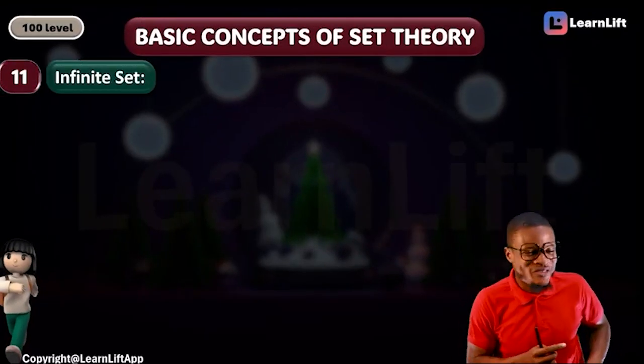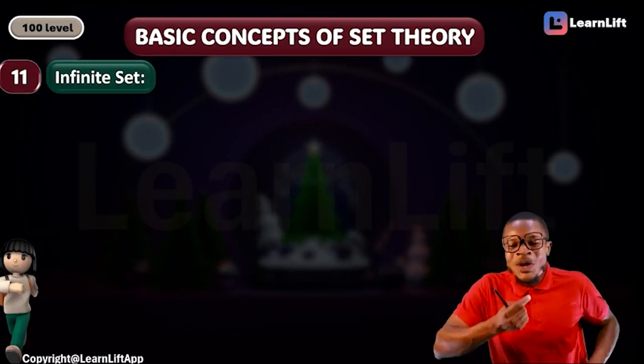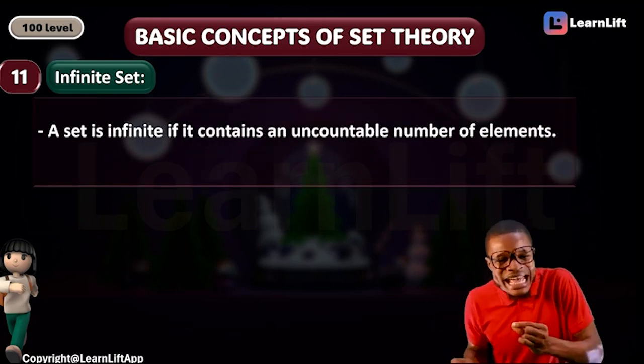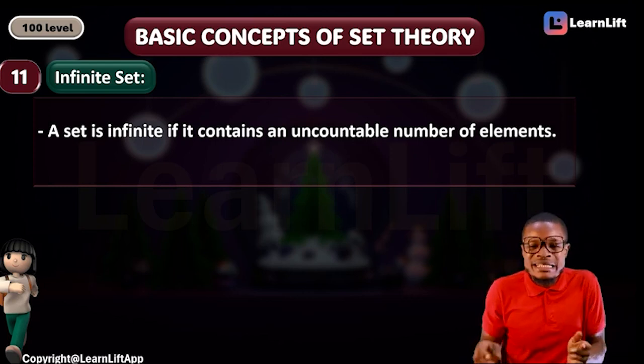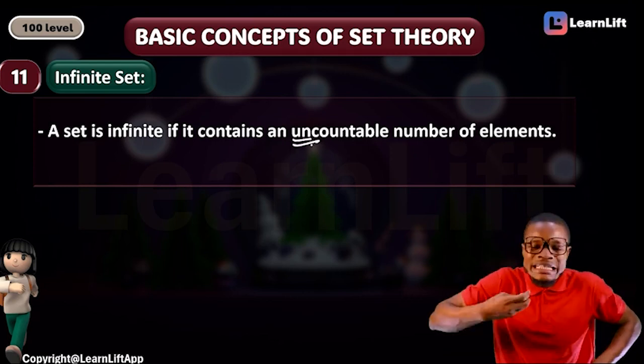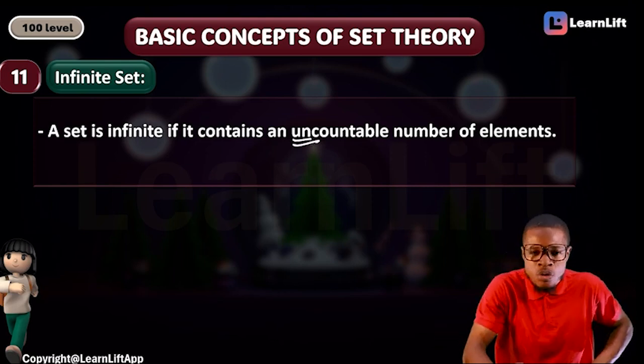The next is called your infinite set. I know you already know that it's infinite set. Which one is your infinite set? Very fast. Follow me very fast. A set is infinite if it contains an uncountable number of elements. So it is uncountable. The elements cannot be counted.